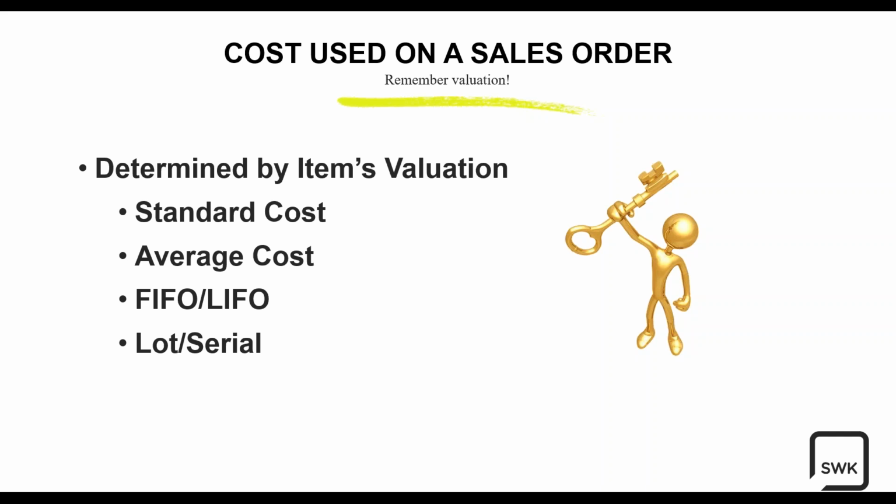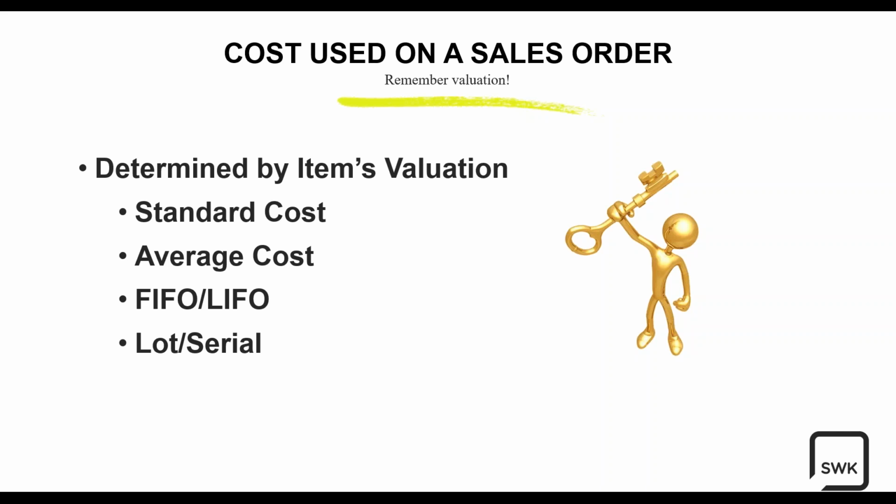The first thing to remember, again, is that it's based on the item valuation, so just keep that in mind. The other thing to keep in mind, with an average cost valuation, it's going to use the average cost first for the warehouse and then the average cost on the main tab in item maintenance. This cost is a rolling average of the cost of an item maintained by the system. So one key to average cost is that it's maintained by the warehouse. Each warehouse item combination can have its own average cost.